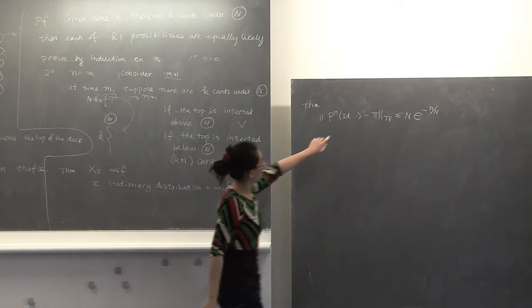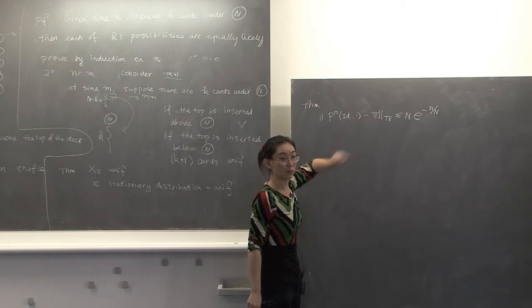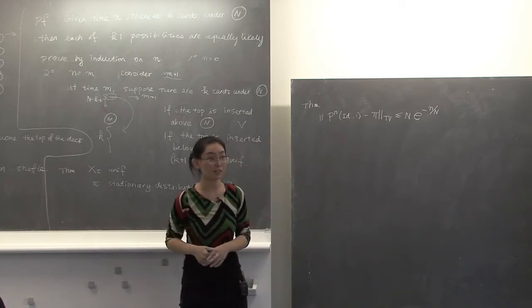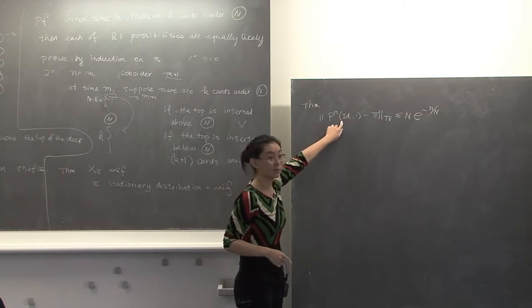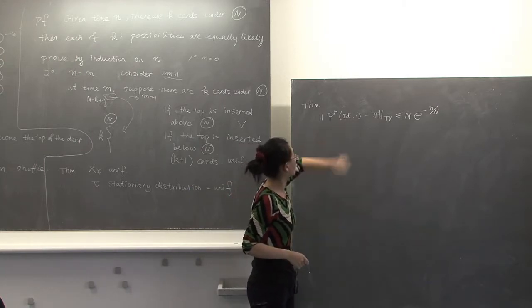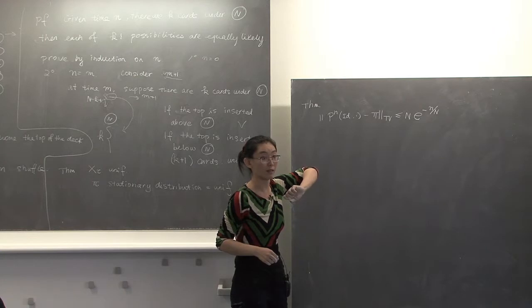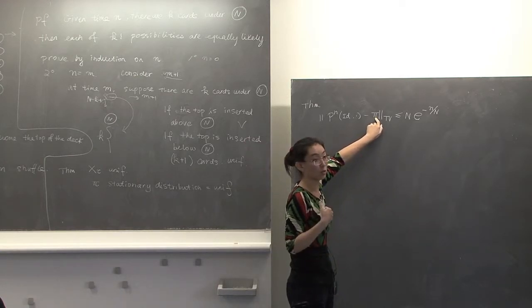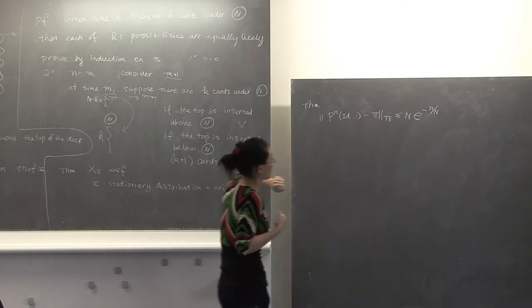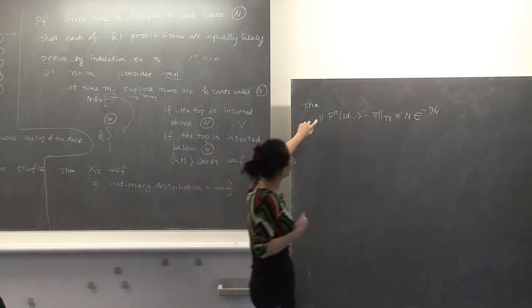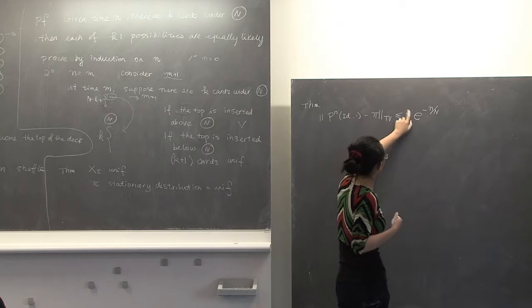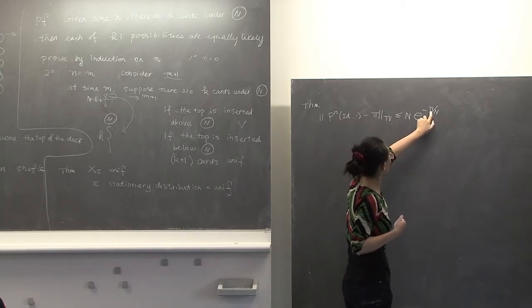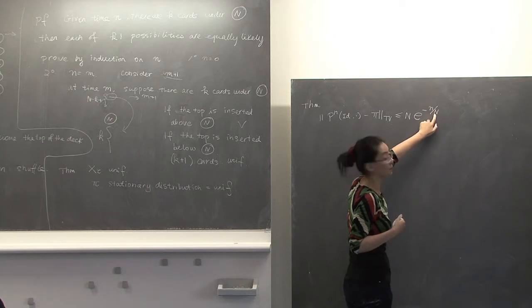Here, ID means identity, because we start from a very well-ordered deck. P_n is the law of the random variable x_n at time n, and pi is the uniform measure, which we know is the stationary distribution. In this theorem, we will show that this total variation distance is bounded by a constant times exponential to the power of minus small n over big n.